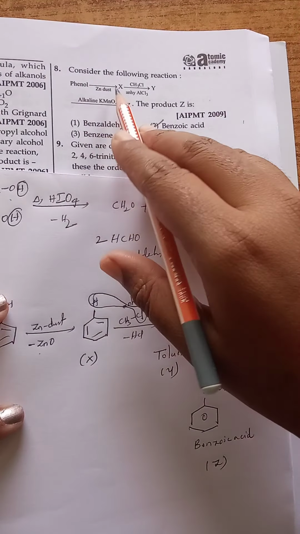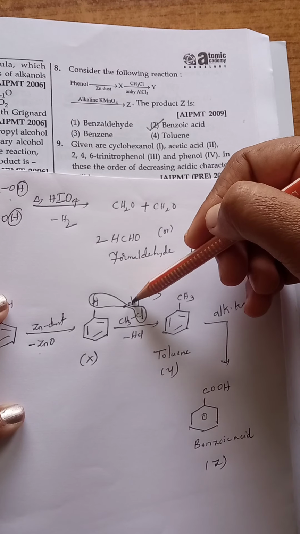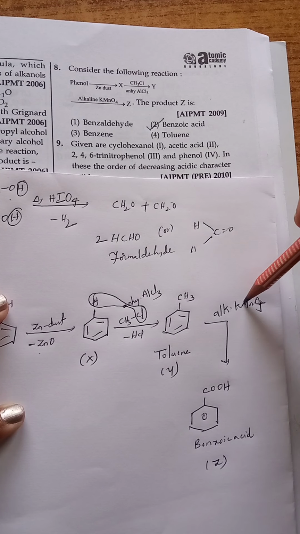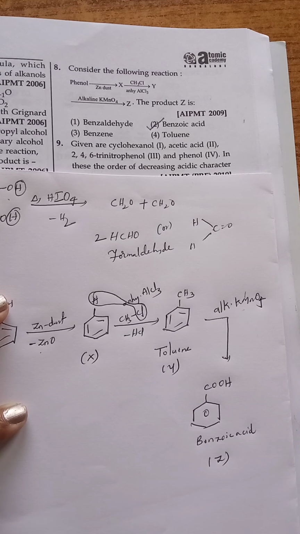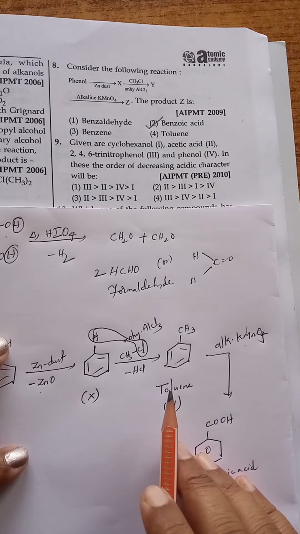When phenol participates in the zinc dust reaction, it gives benzene. Benzene upon reaction with alkyl chloride gives toluene. Toluene on reaction with alkaline KMnO4, which acts as an oxidizing agent, finally gives benzoic acid. Now see the next question.